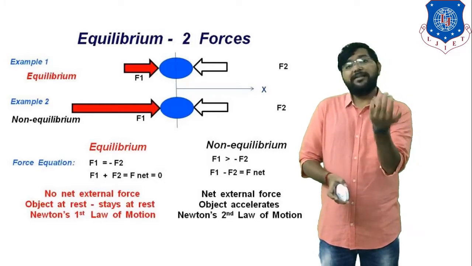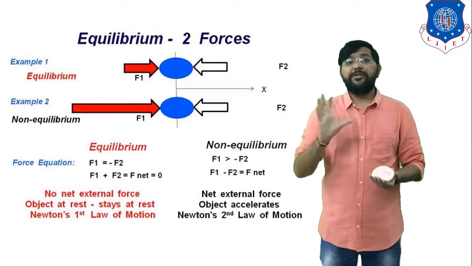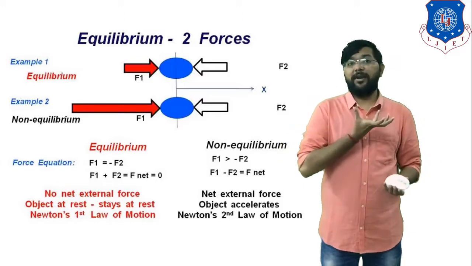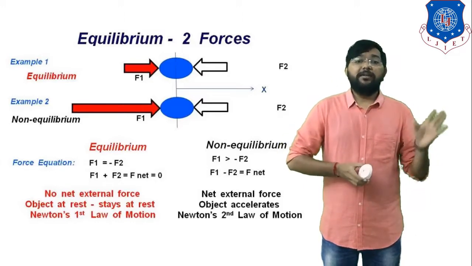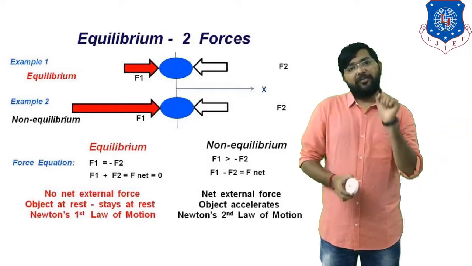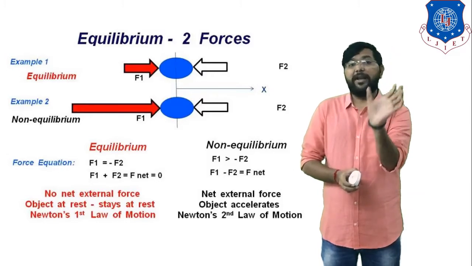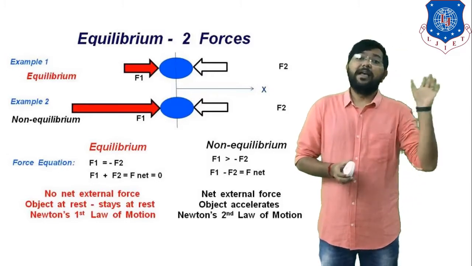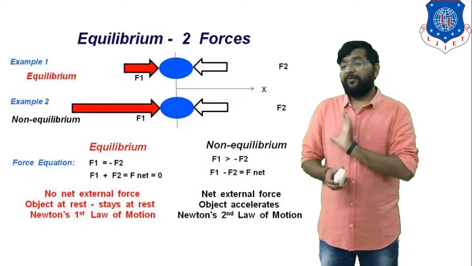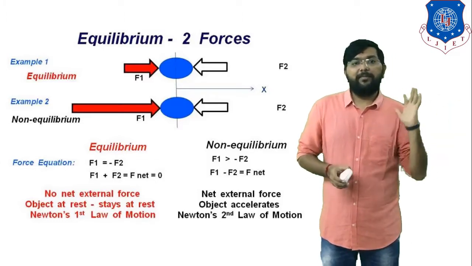Okay, now what does the second figure indicate? The second figure indicates a position of non-equilibrium condition. Why? Because the value of force 1 is higher than force 2. Line of action is the same, but the magnitude of these forces is different. The value of F1 is greater than F2. At that time that body will not be considered in equilibrium condition.